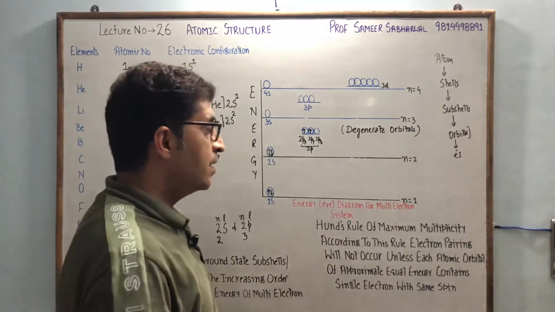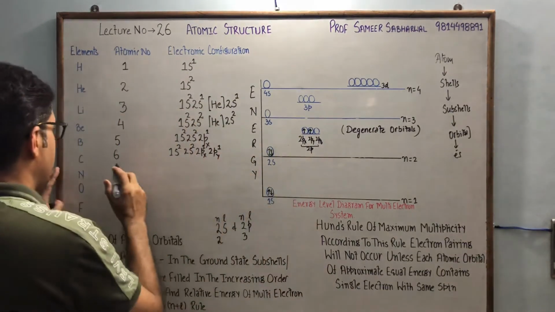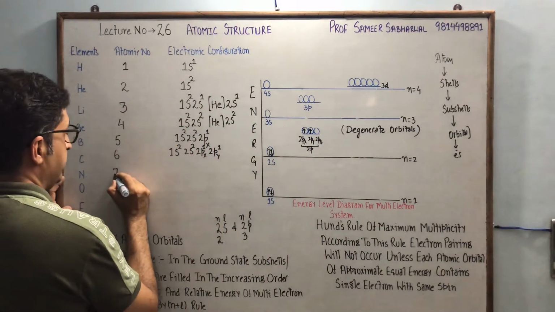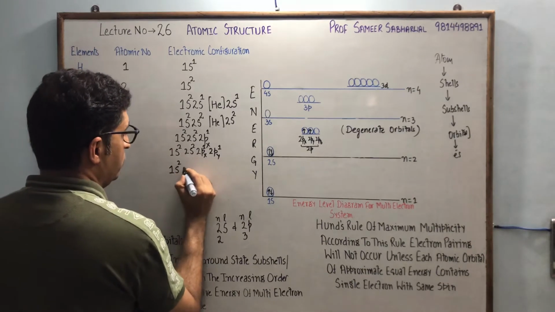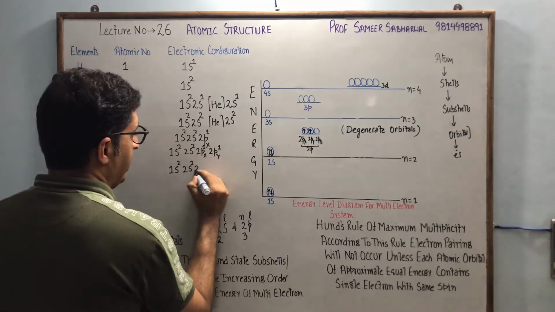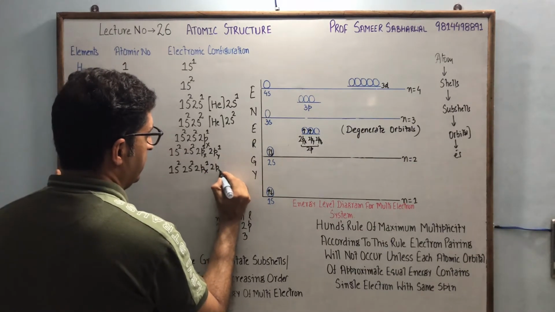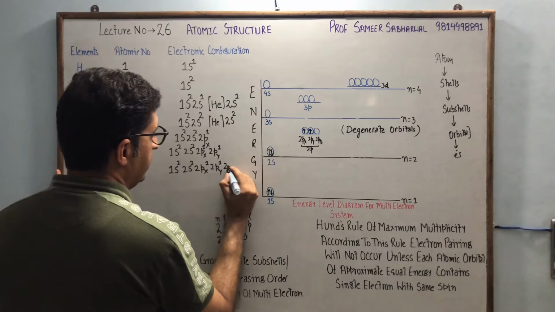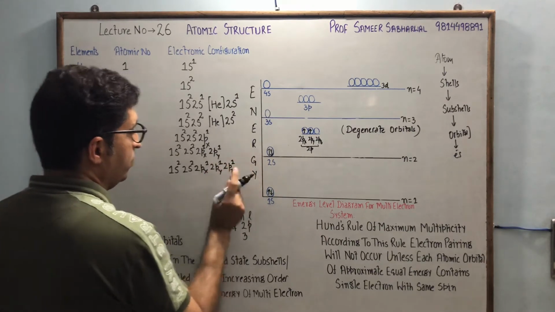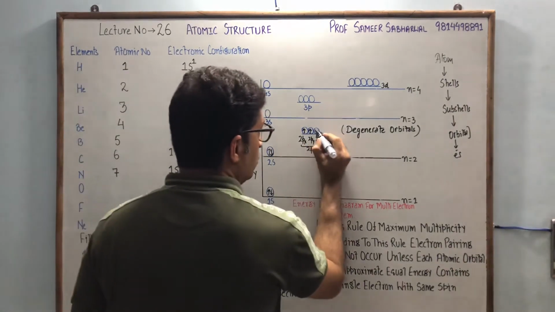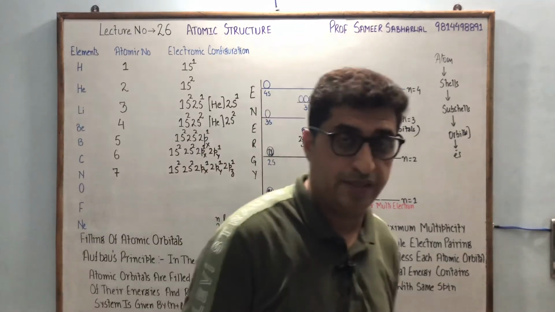We consider that through spin. Let me tell you the spin in the next case. For nitrogen, atomic number 7, this is 1s2, 2s2, 2px1, 2py1 and 2pz1. I think this is clear to you, 2pz1, because Hund's rule is being obeyed. Okay, I hope this is clear.